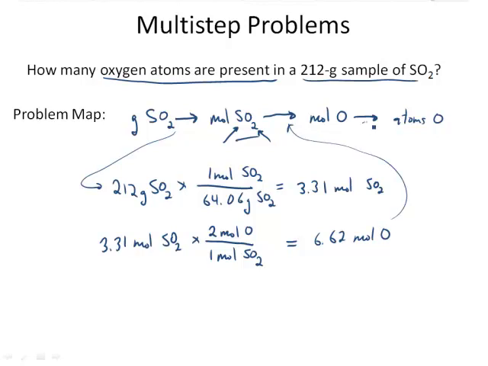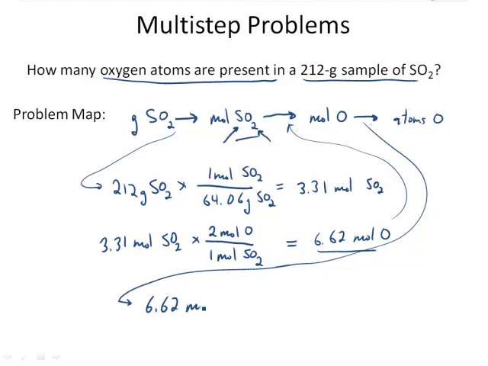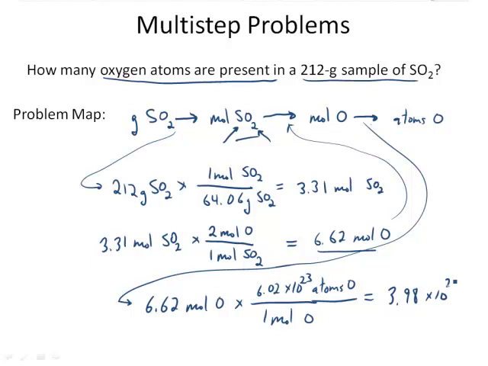And our final step will be converting from moles of oxygen to atoms of oxygen. 6.62 moles of oxygen times Avogadro's number, 6.02 times 10 to the 23rd atoms of oxygen for each 1 mole of oxygen. And that comes out to 3.98 times 10 to the 24th oxygen atoms. And so always start by making up a little problem map and then go ahead and do the calculations.